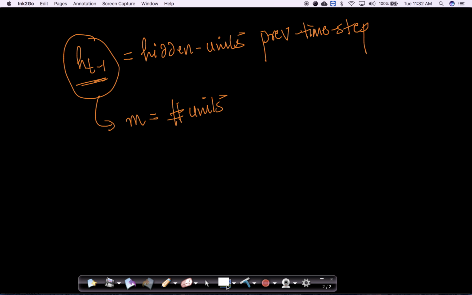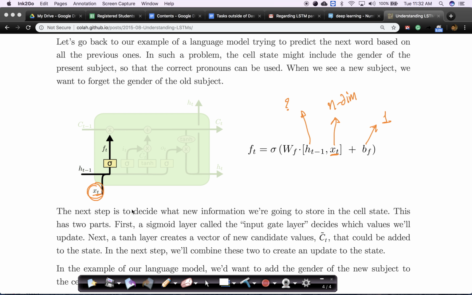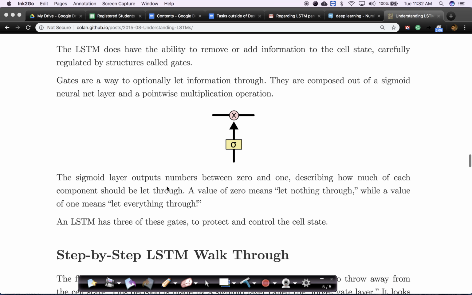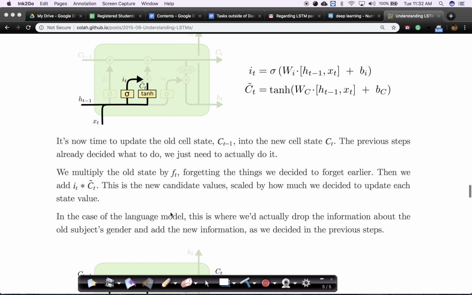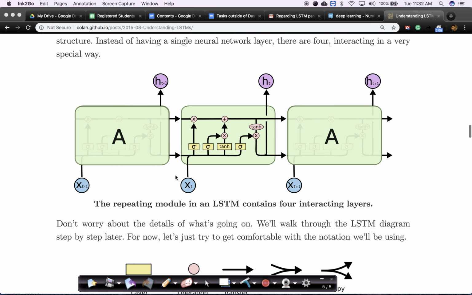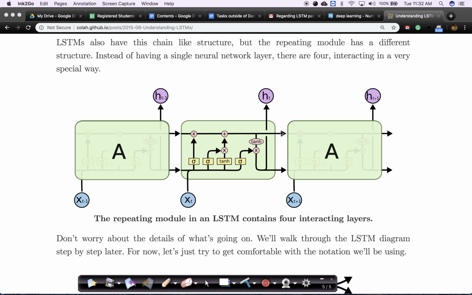This is very important. Remember, in this diagram we are only seeing one LSTM. If you look at any of these diagrams, we are seeing one LSTM over time. Let me just pull it up. This is basically one LSTM cell across time: this is xt minus 1, xt, xt plus 1.